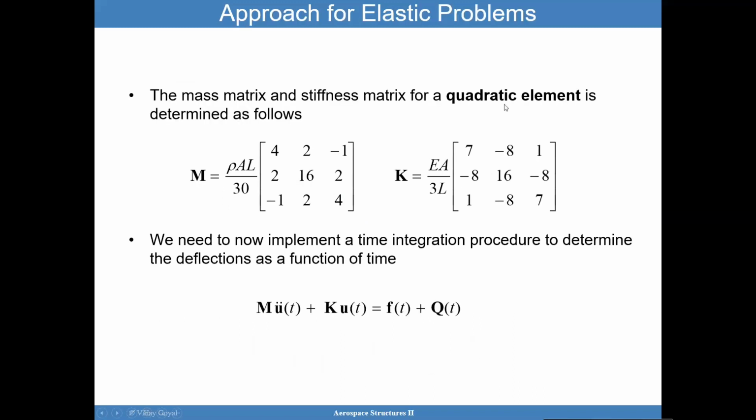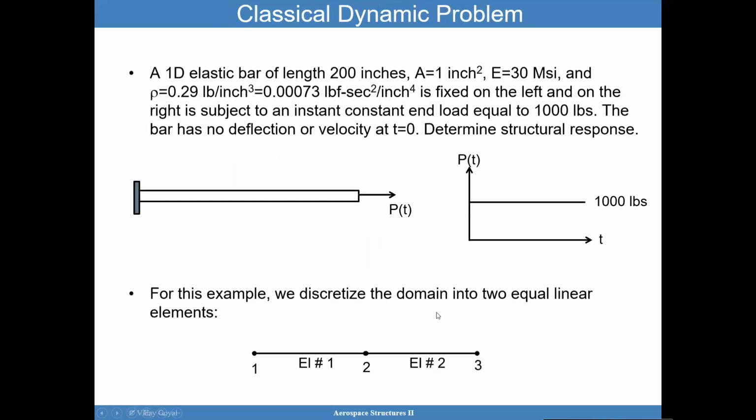For a quadratic element, if I were to use a more advanced element where I approximate the deflections across the element using a quadratic approximation, then you will have a 3 by 3. It will be more accurate. But the bottom line is we need to figure out a way of solving these equations. So let's go back to this classic dynamic problem. I've shown you how I was able to turn a differential equation into a simplified problem where it looks like a linear algebra problem.